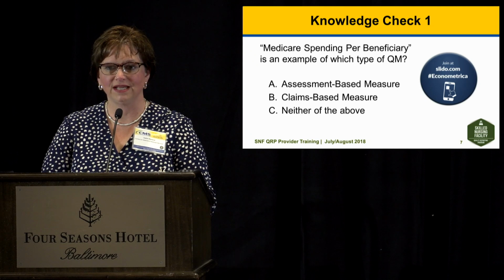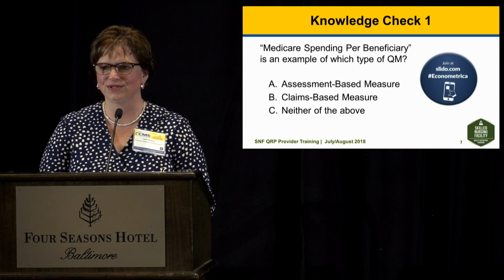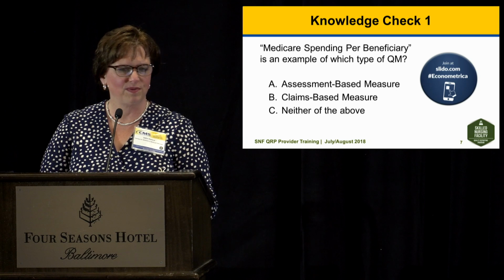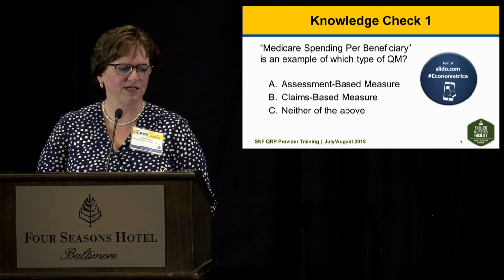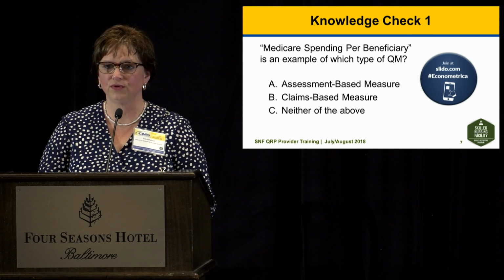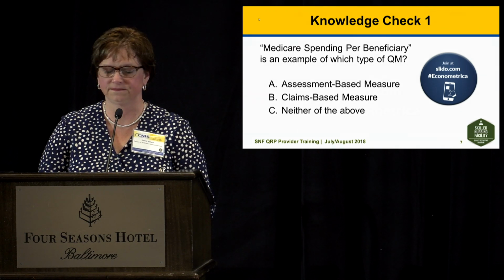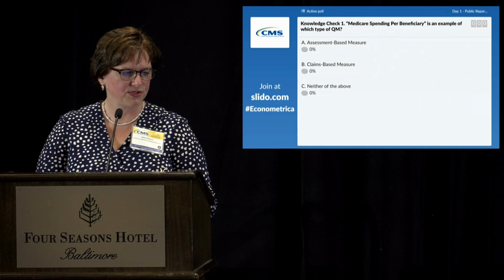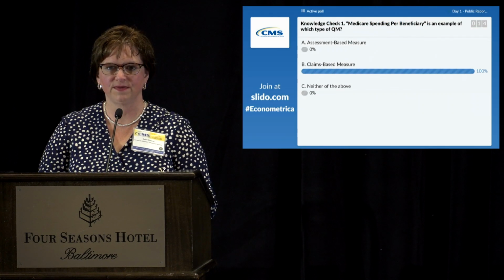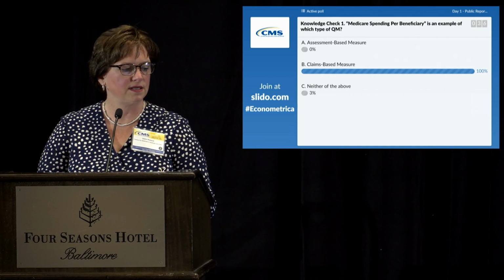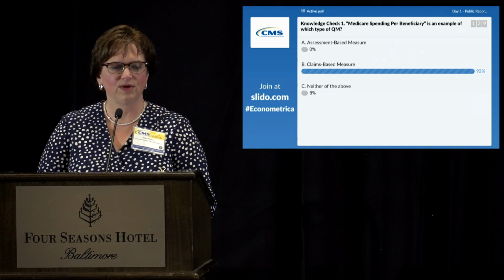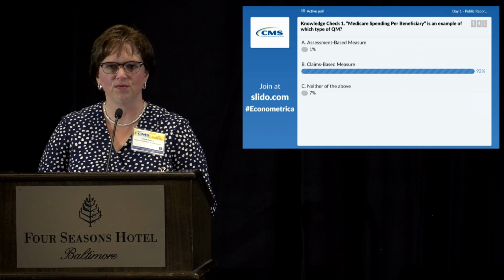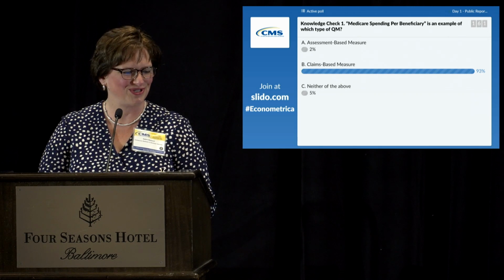So here we have already a knowledge check. So go ahead and prepare your Slido application and be prepared to answer this question. The question is, the Medicare spending per beneficiary is an example of which type of QM or quality measure? Is the answer A, assessment-based measure, B, claims-based measure, or C, neither of the above? And we have some responses, but I'm going to wait a moment and allow others to respond should they wish to do so.